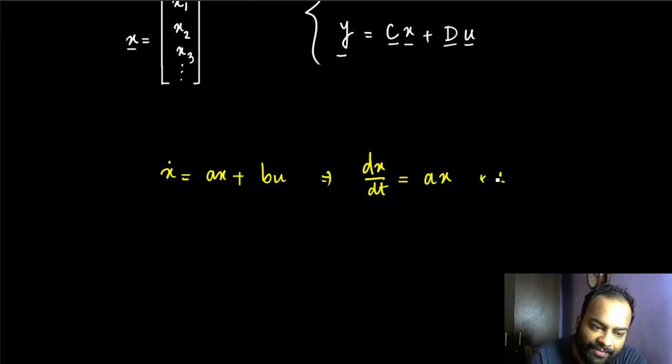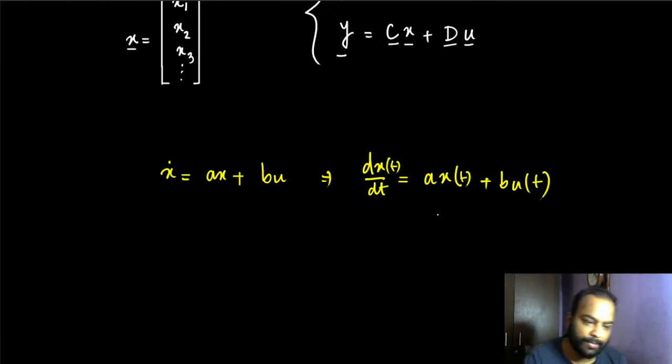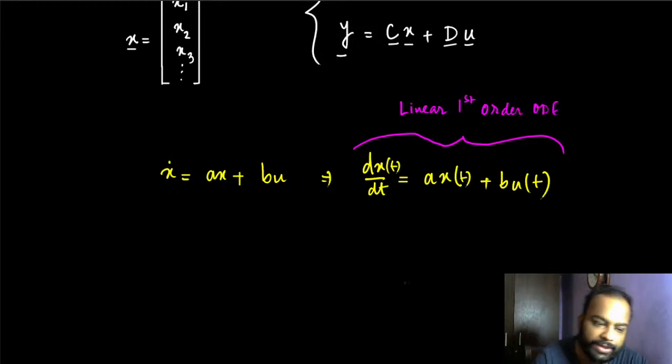Notice here that x is a function of time, so let me write it that way instead. Here also x is a function of time, so let me write it that way. And b u(t), here u is also a function of time, so u is the input to the system. Okay, so that's the description here. This kind of differential equation is called a linear first order differential equation, a linear first order ordinary differential equation, right?